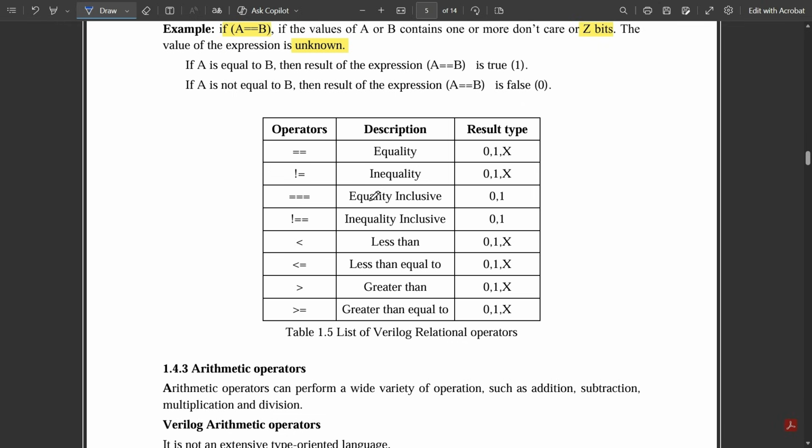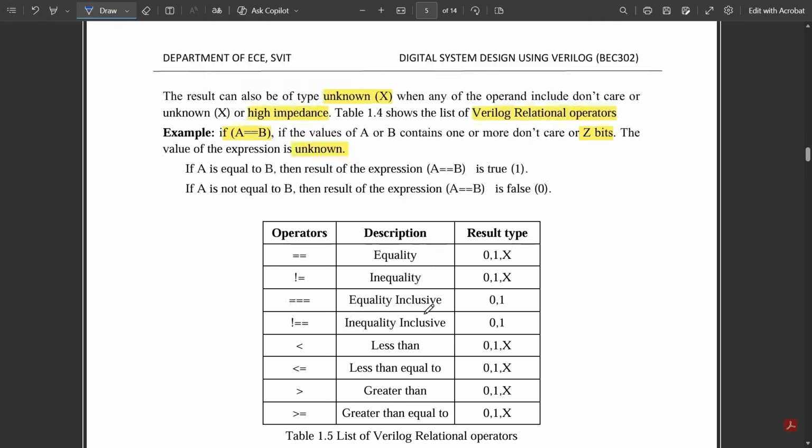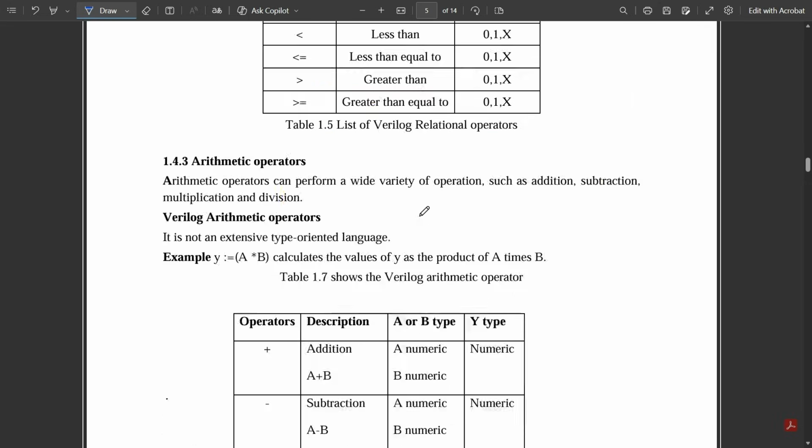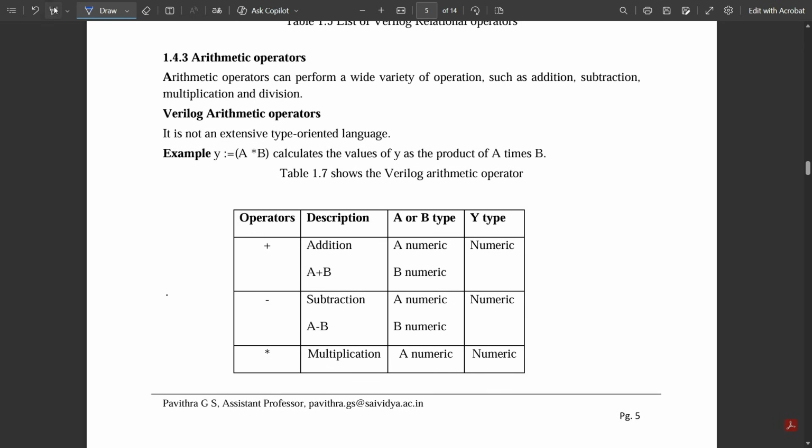Then triple equal to, that is the equality inclusive. In that we are not having any special case. It would be true or false, we won't be having any other condition here. Next, the exclamation mark and double equal to, that is inequality inclusive. This is also either 0 or 1. Then we are having less than, either true or false result type. Then less than or equal to, greater than or equal to. So these are the basic relational operators which are used to establish the relation between the two operands. Now let us see the arithmetic operators.